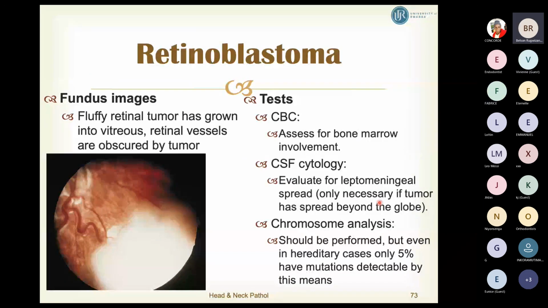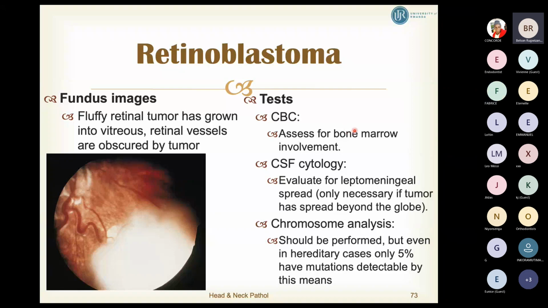So the fundus image: we have a fluffy retinal tumor which has grown into the vitreous, and the retinal vessels are obscured by the tumor. So you can see the retinal vessels here as a so occlusion because of the tumor.